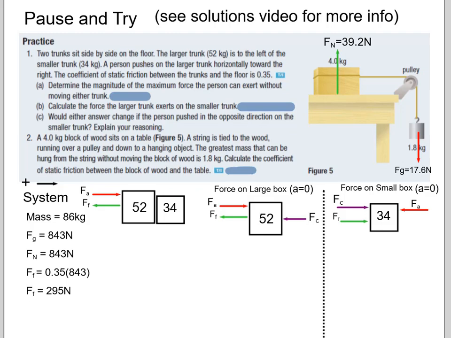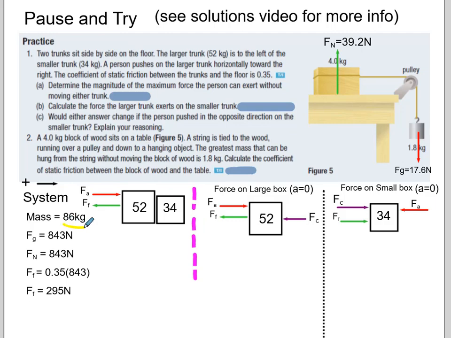I should probably do this, just separating the system from the parts. Okay, so the first question is: determine the magnitude of the maximum force the person can exert without moving either trunk. So if you look down here, I've made a few calculations just to begin with.